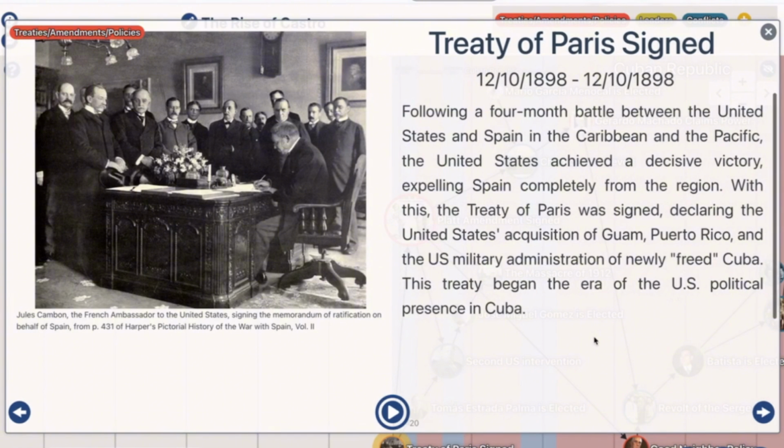So, starting off, the Treaty of Paris was signed in 1898, ending the 4-month battle between the US and Spain. As a result, the US gained the territories of Puerto Rico and Guam and further promised the freedom of the Cuban people due to their role in also revolting against Spain. However, this freedom involved the beginning period of the US military administration in Cuba.